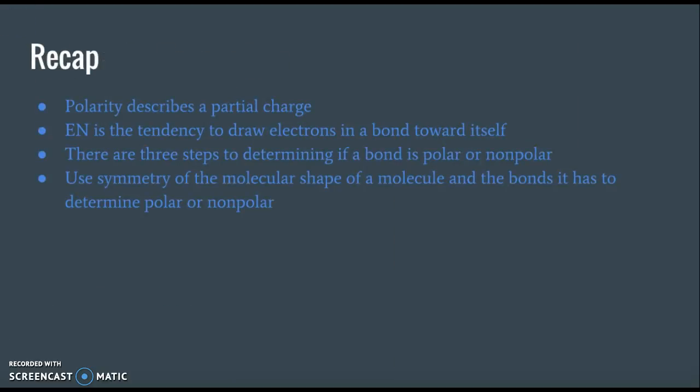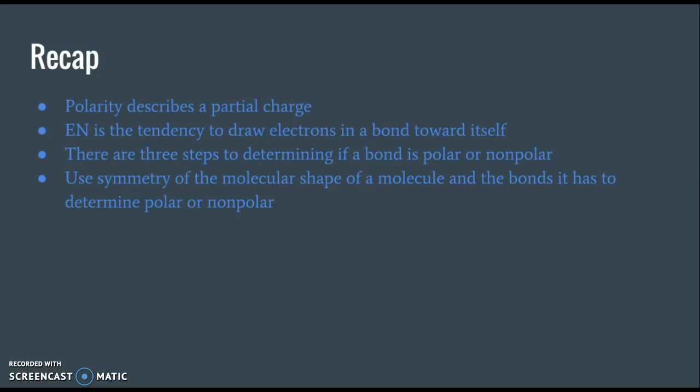Recap. Today we talked about both polarity and electronegativity. Polarity describes how much of a partial charge a bond or molecule has. Electronegativity is the tendency to draw electrons in a bond towards itself. Electronegativity is used to determine if a bond is polar or nonpolar and is found on the periodic table.